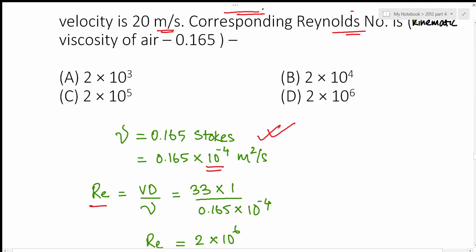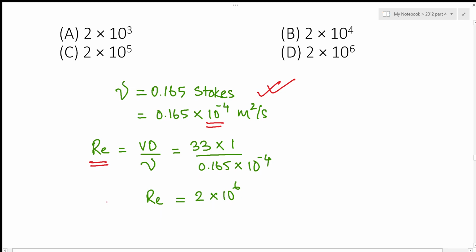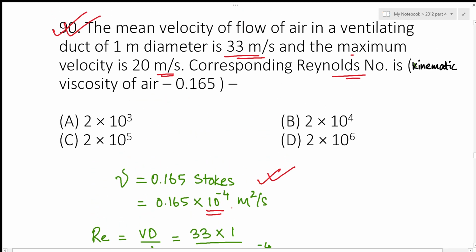Now the Reynolds number is given by Vd by nu, where nu is the kinematic viscosity. You just replace the values and the answer should come out to be 2 into 10 to the power 6. 2 into 10 to the power 6 is the answer for this particular question.